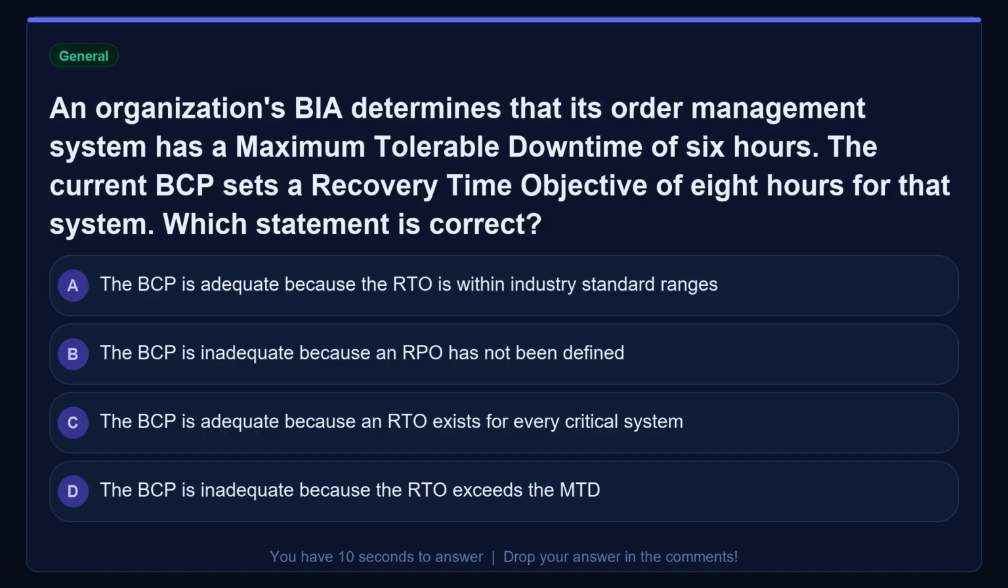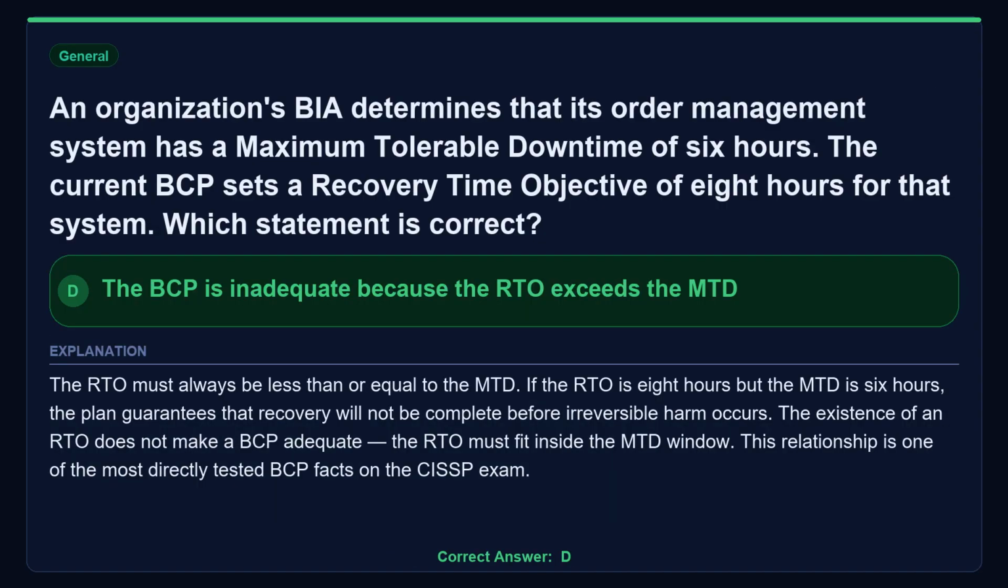An organization's business impact analysis determines that its order management system has a maximum tolerable downtime of 6 hours. The current business continuity plan sets a recovery time objective of 8 hours for that system. Which statement is correct? The correct answer is D. The business continuity plan is inadequate because the recovery time objective exceeds the maximum tolerable downtime.